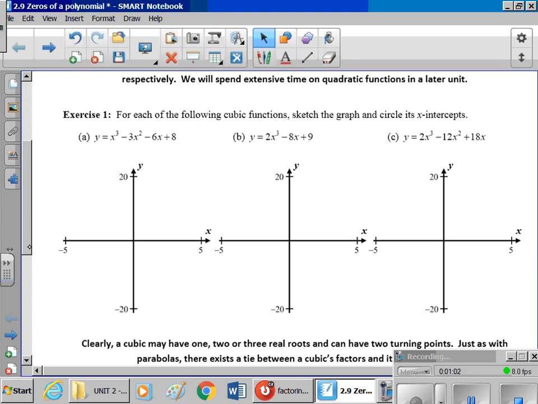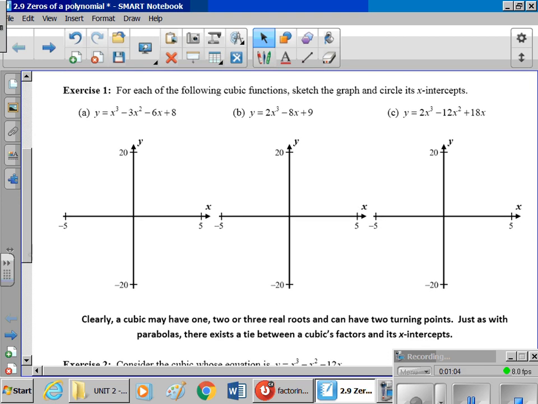So here we go. Exercise 1. For each of the following cubic functions, sketch the graph and circle its x-intercepts. So we're just going to simply put these into our calculator and get an idea about what they look like. Because when it says sketch them, it means we don't have to be exact. And that's why the graphs I gave you are not exact graphs with graph paper and the whole thing.